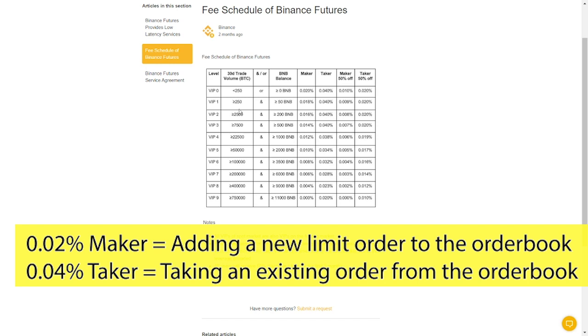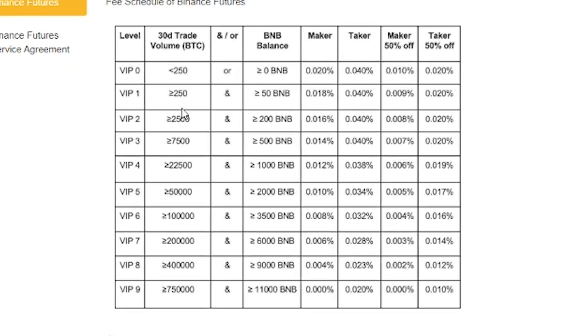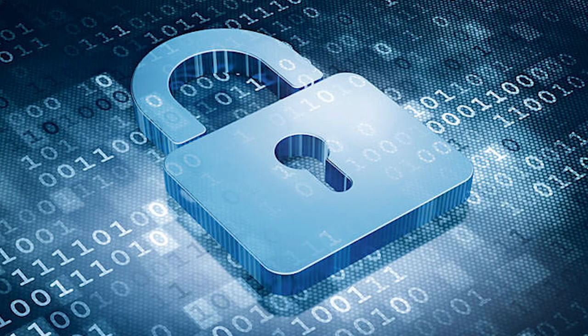As can be seen in the following, in order to enjoy reduced fees, Binance requires you to both hold their native Binance coin, BNB, and maintain a decent amount of turnover volume in BTC. All of the VIP benefits of the spot market exchange apply to the futures market. What is more, the fees are generally lower than those on the spot market. However, the volume requirement for each of the VIP tiers is 5 times larger than that on the spot market because of the leverage.